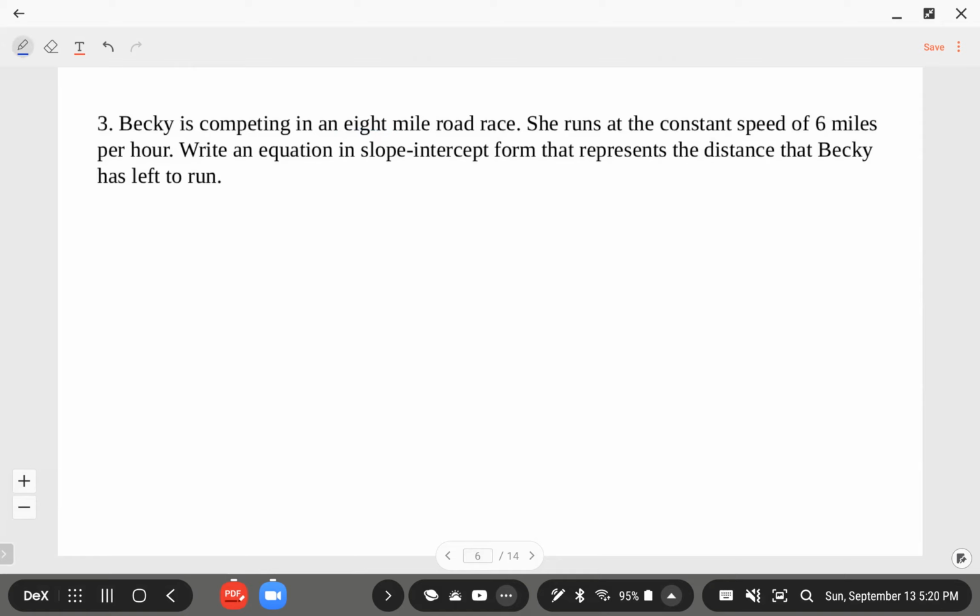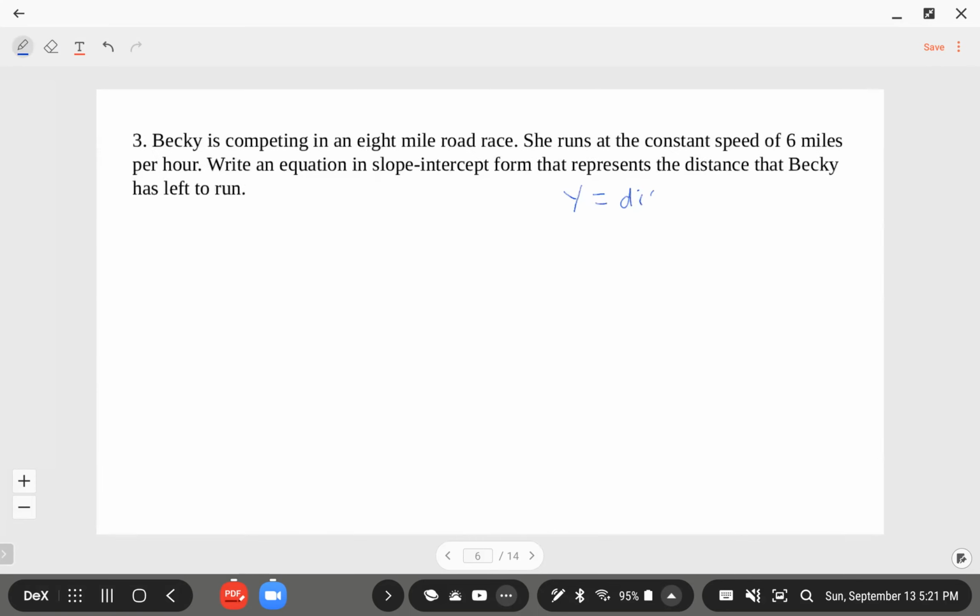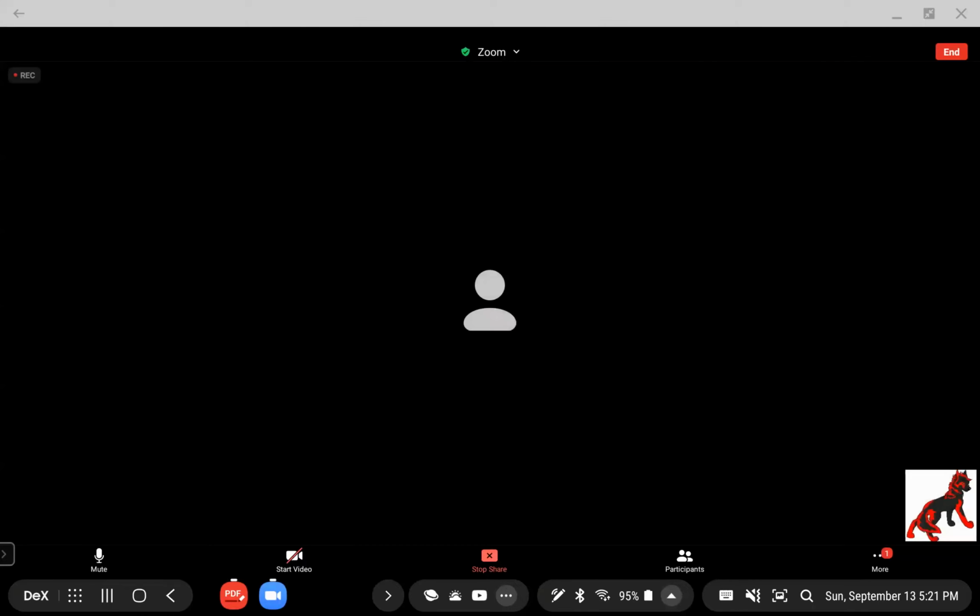This might be a bit confusing at first because you might not have done any word problems regarding slope-intercept form yet. So let me give you a hint. Let y represent the distance remaining. So y is the distance remaining, and x will be the number of hours Becky ran. Then you can try to build a slope-intercept form equation using these hints that I gave you. Please try to make sense of them.